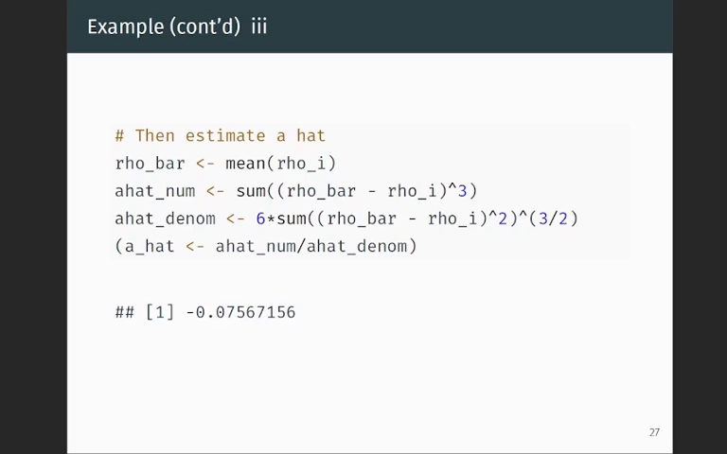So first, I'm going to compute the sample mean of my Jackknife estimates. I'm going to call this rho bar. And then I'm going to compute the numerator and denominator separately, just so that it fits on the slide. The numerator was the sum of the cubed differences, rho bar minus rho i. And the denominator was 6 times the sum of the squared differences, rho bar minus rho i, to the power 3 over 2. And so A hat is the ratio of these two quantities, and we get negative 0.07 or 0.08.